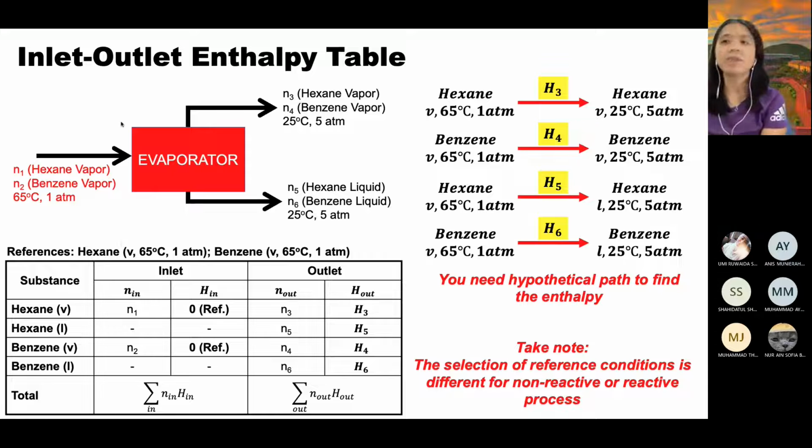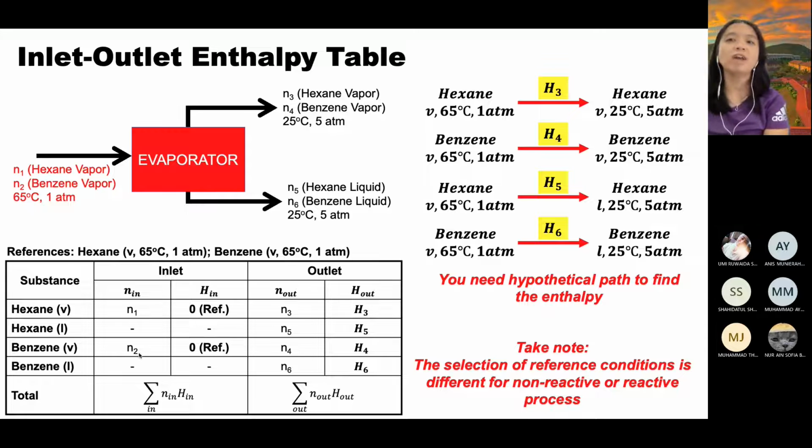Contohnya dalam diagram ini, inlet molar flow rate is only for hexane vapor, benzene vapor. So kamu nampak dalam kolom inlet saya, untuk N in is inlet molar flow rate, hanya hexane vapor N1, benzene vapor N2 yang akan ada nilai. So yang saya letak stroke pada hexane liquid, benzene liquid untuk molar flow rate inlet. Kenapa saya letak sebagai dash? Sebab tak ada hexane dan benzene liquid yang masuk. Yang masuk hanya adalah molar flow rate, hexane vapor, benzene vapor.